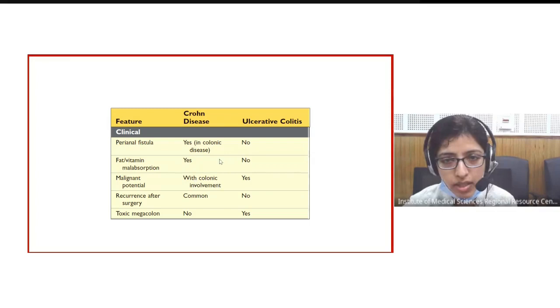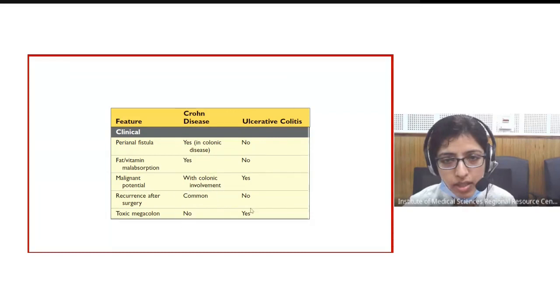Malignant potential is seen in both. Both these diseases have a potential to undergo malignant transformation. In Crohn's disease, this is when there is colonic involvement; in ulcerative colitis, it is essentially involvement of the colon. So this definitely has a malignant potential. Recurrences are common in Crohn's disease after surgery, while they are not seen in ulcerative colitis. Generally, after surgeries, patients undergo remission. In Crohn's, the recurrence can occur even at the site of anastomosis.